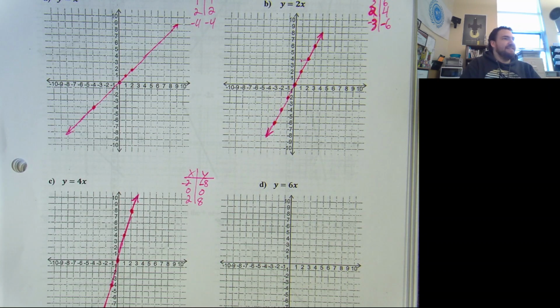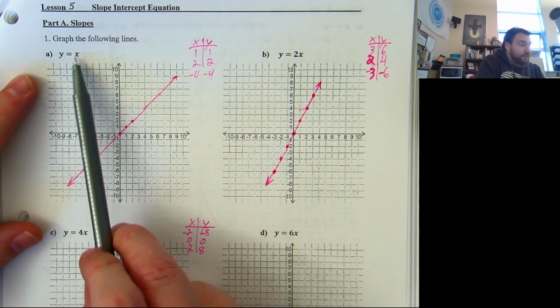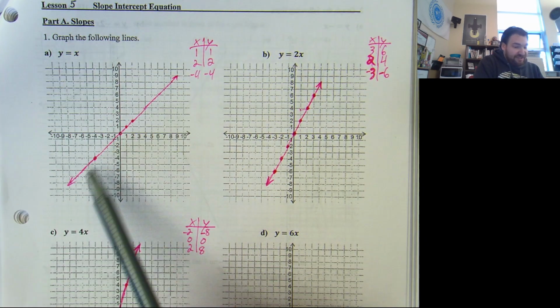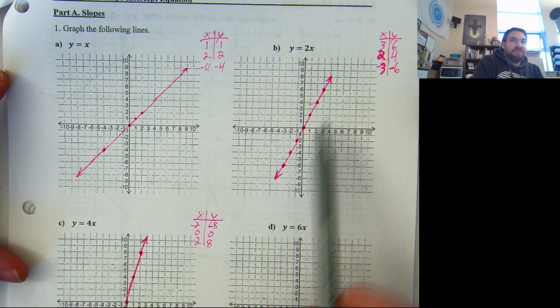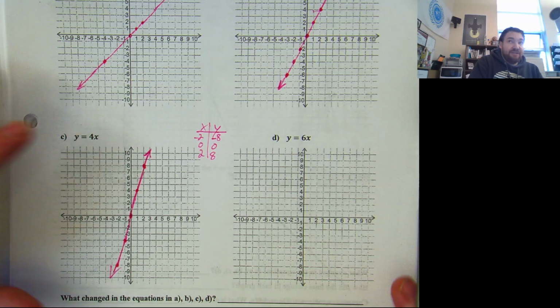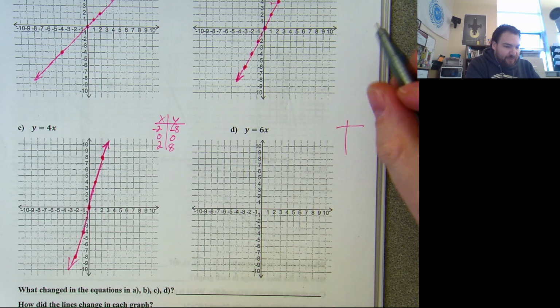More vertical is steeper. So as you can see here, the number in front of the x when there is no number written is a 1. This is the line. 2, you can see it, the steepness has increased. 4, the steepness has increased. And 6, well, let's just tack that on there. 6 should be even steeper.